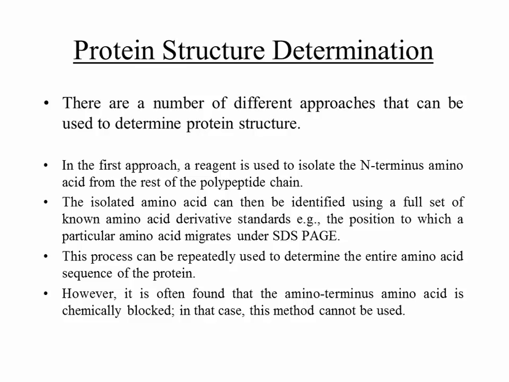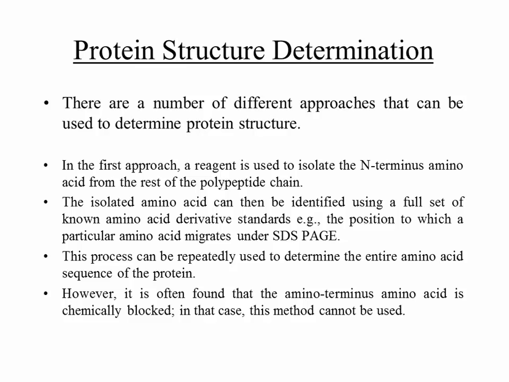So how do you determine the primary structure? In the first approach, a reagent is used to isolate the N-terminus. Again, remember, a protein is made up of amino acids that are linked together by peptide bonds. At one end you will have the N-terminus, the amino terminus, and at the other end you'll have the carboxyl terminus.